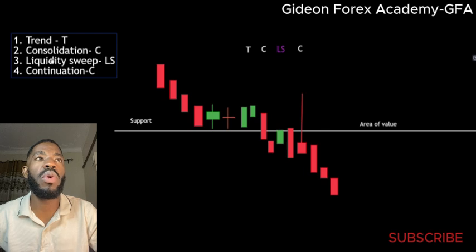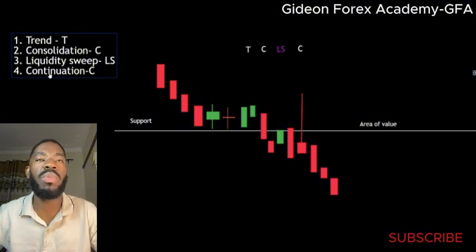The second thing we will be looking at is consolidation or sideways movement, where the market moves sideways in no particular direction. The third thing we'll be looking at is liquidity sweep. For those who are ICT fanatics, you'll be interested to know how you can incorporate this liquidity sweep into this strategy. The fourth and last thing is continuation, and continuation is what you really want to pay attention to, because that's how you can make your entries the right way. We are going to begin with the trend.